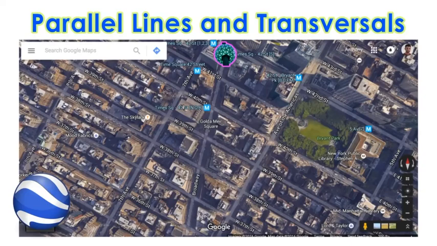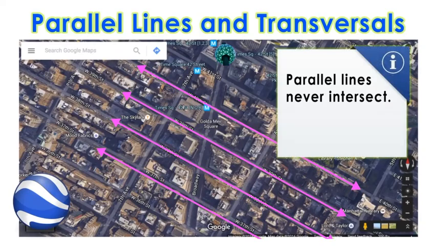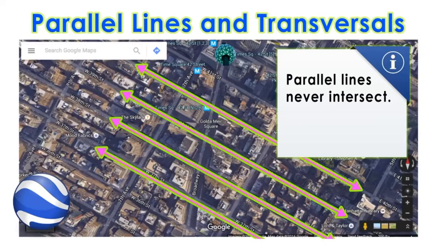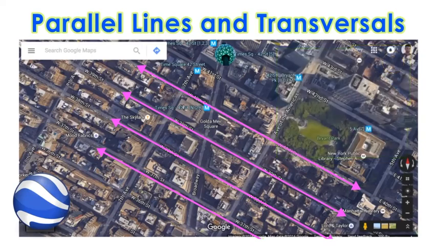And now we can see from this map that the roads in New York City make a grid network of interlocking streets and avenues. Notice that our streets run somewhat horizontally and that they are all parallel to each other, and we should know that parallel lines never intersect. We should also notice that our avenues run somewhat vertical, and they intersect our streets in a way that makes them perpendicular, or that they form right angles.